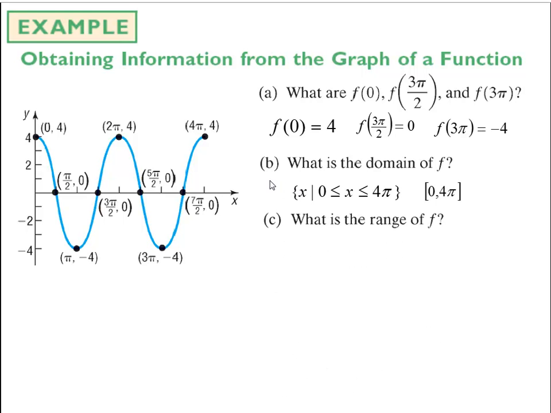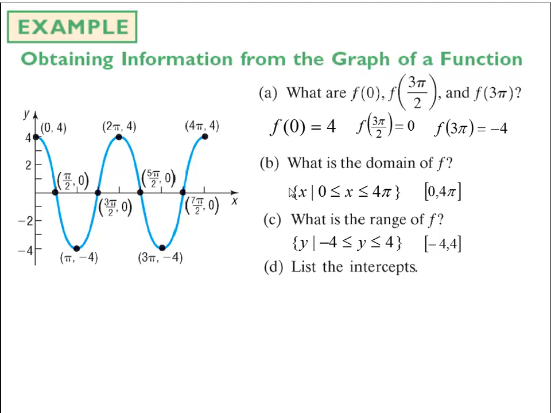And the next question is, what is the range? So again, this is the y values of the graph. If I'm looking at all the y values, notice that -4 is the smallest y value and 4 is the largest y value, and all the other y's are plotted in that interval. So I'm going to say the range is -4 to 4. And again, here's my set builder notation, and then here's my interval notation.